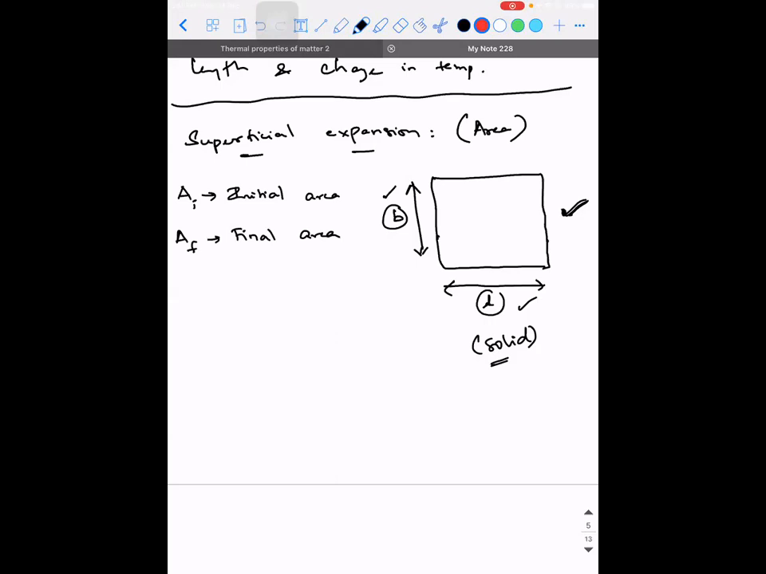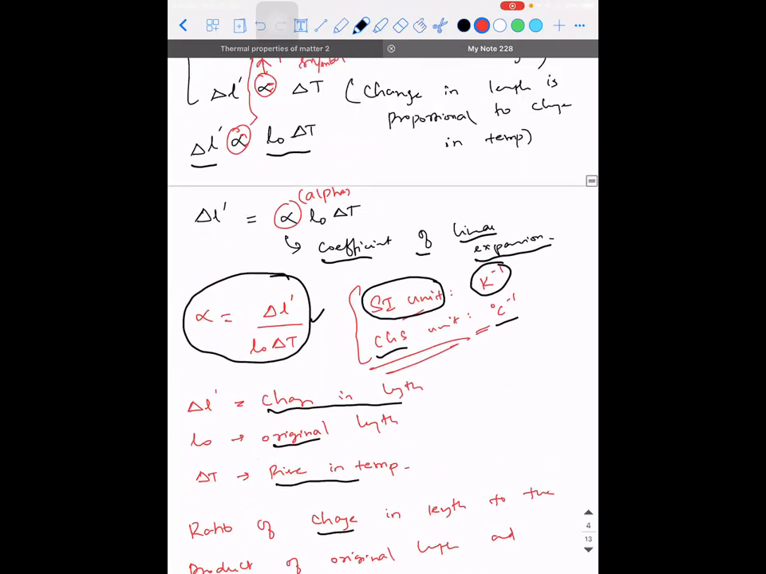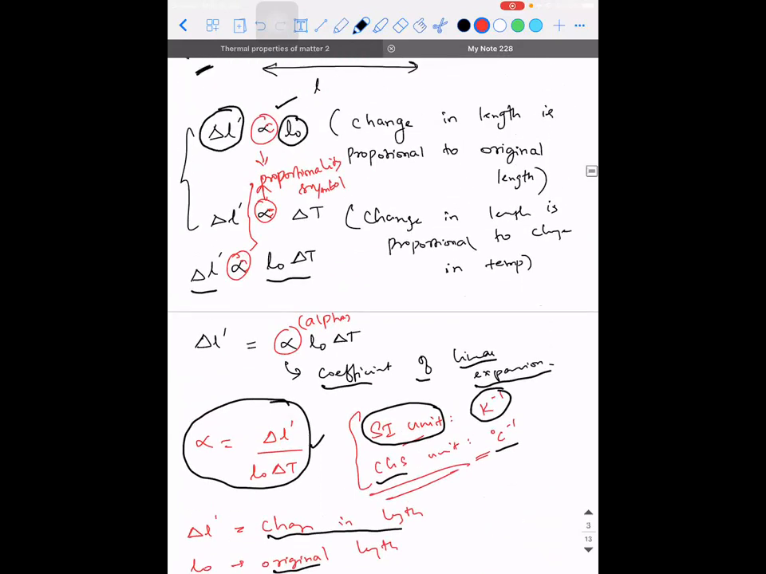But whenever you read, I suggest you read it according to that book. Okay. So I'm saying AI is initial area, where I stands for initial, F stands for final. Then if I call delta A the change in area, that is A final minus A initial. Then can I say that the change in area is directly proportional to, how did I start the statement there? There I told the change in length is directly proportional to the original length.